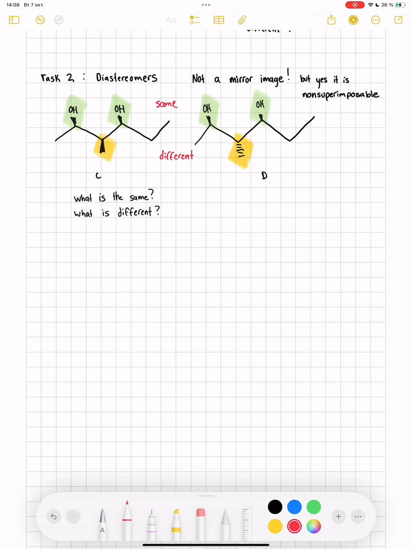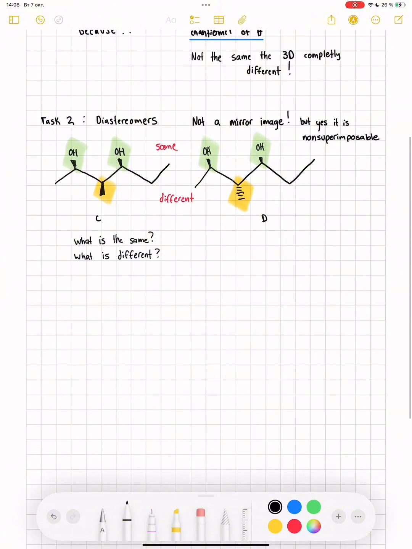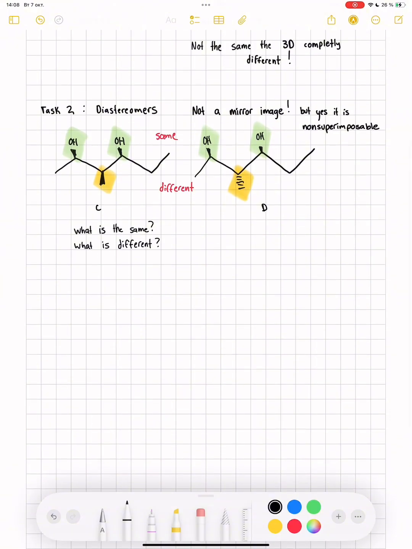So these are diastereomers, because this is a type of stereoisomer or configurational isomer, and they're not mirror images of each other. And we can classify this as a type of isomer simply by looking at the bonds and their 3D orientation. Only some chiral centers get reversed. Some must stay the same in order to be a diastereomer. Let's move on to our next task.